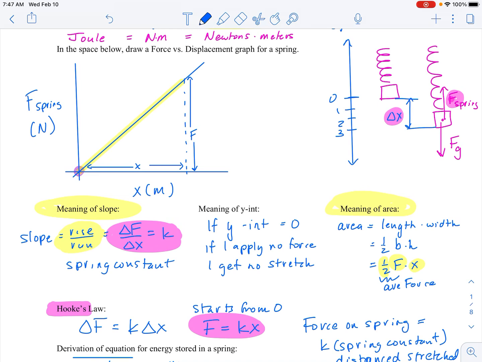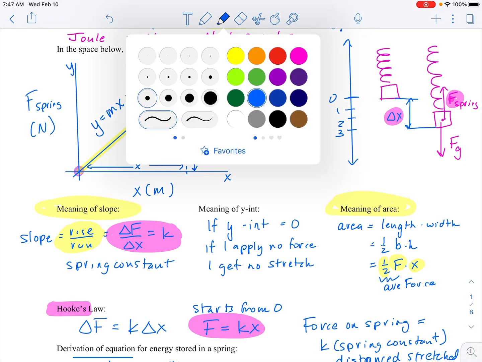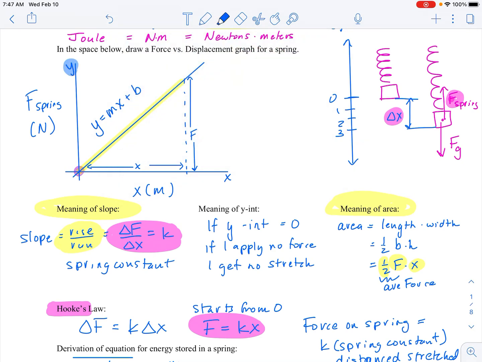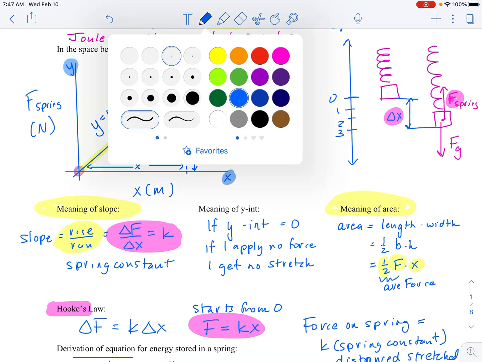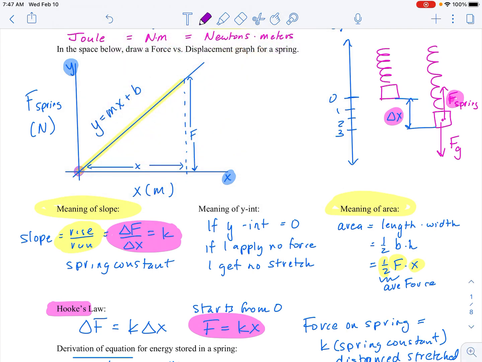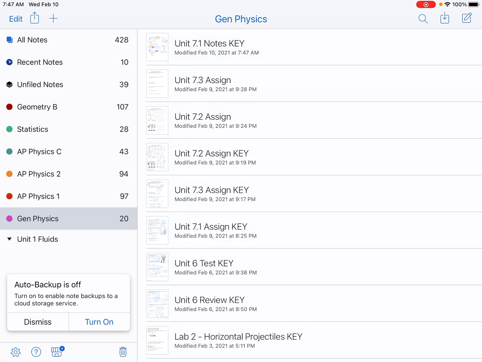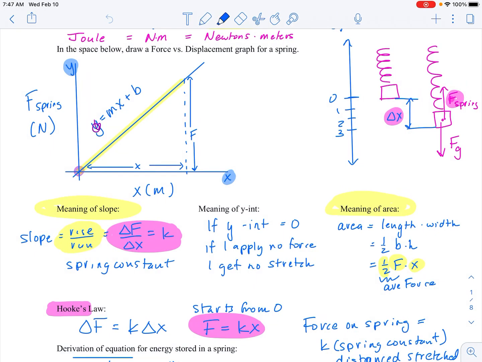So this equation for this line, usually when we write the equation of a line, we write y equals mx plus b. And here's my y-axis, and here's my x-axis. But in physics, unlike in math, we're not going to use the generic terms for y and x. We're going to use the variables that are on those axes. So what's on the y-axis is force.